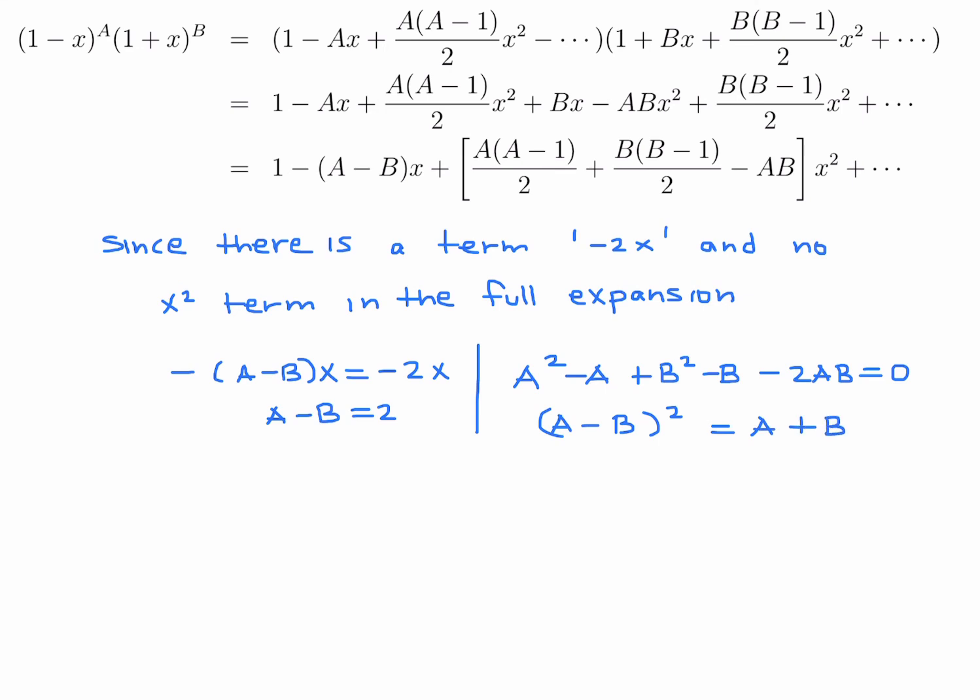And you can put the a and b on the other side. Now, a minus b is 2. So that means a plus b is equal to 2 squared, which is 4.